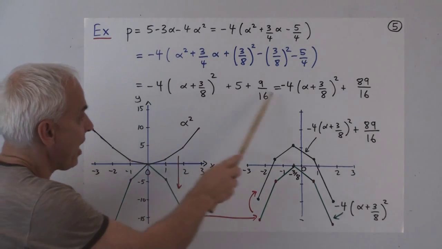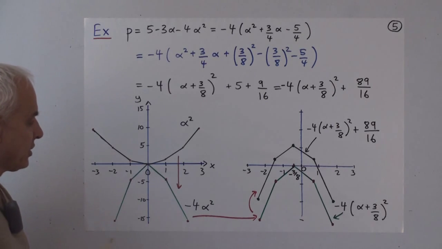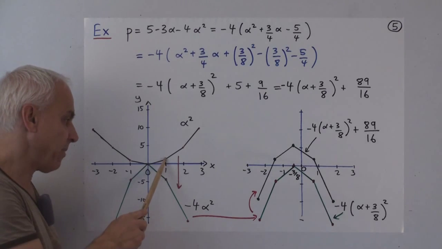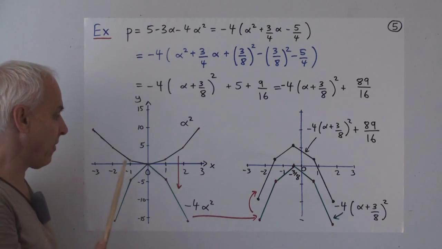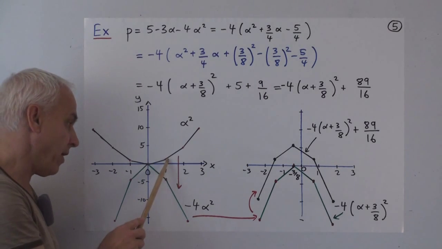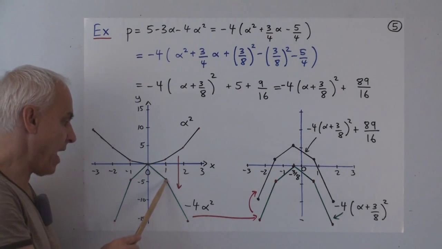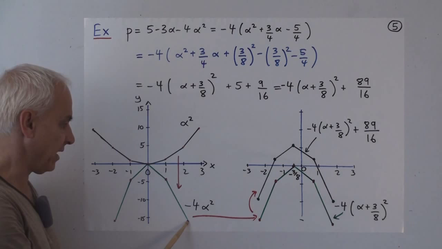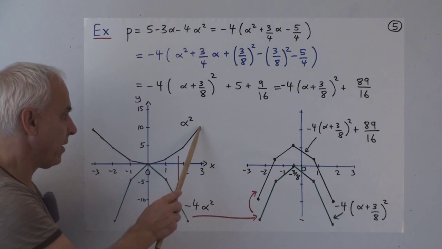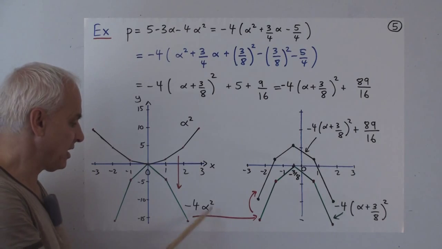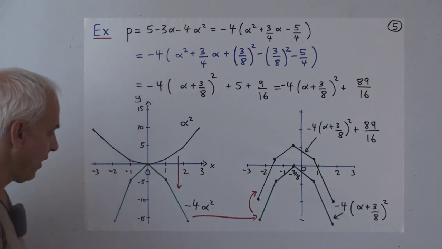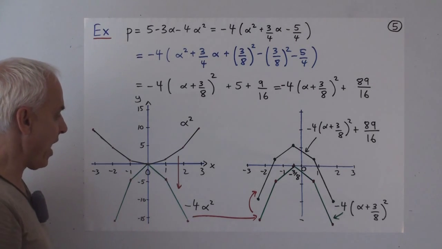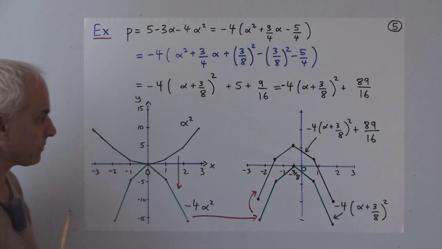First step is to multiply by -4. So what effect does that have? Well, each of these points is multiplied by -4, in the sense that the y-coordinate is multiplied by -4. So instead of plotting 1, 1, we're going to plot 1, minus 4. And instead of plotting 2, 4, we're going to plot 2, minus 16. And instead of plotting 3, 9, we're going to plot 3, minus 36. But that's off our page, so we can't see it. So we just get these few points, and we connect them up. And then that's our graph of -4α squared.